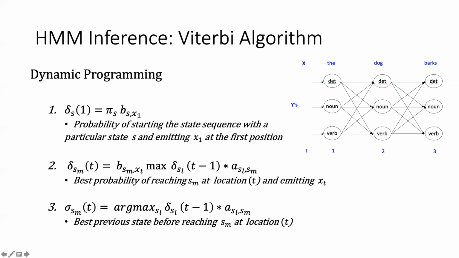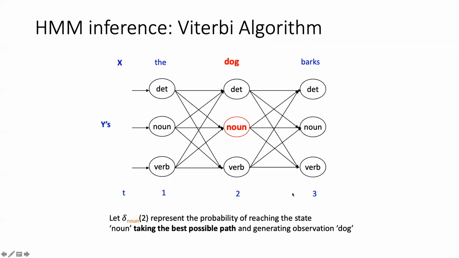And in order to decode the best possible sequence, similar to the backtracking pointer in dynamic programming, here we use sigma to backtrack the best possible state sequence, which is the argmax over Sl, which keeps track of what is the best possible previous state. Let's try to understand this with an example.